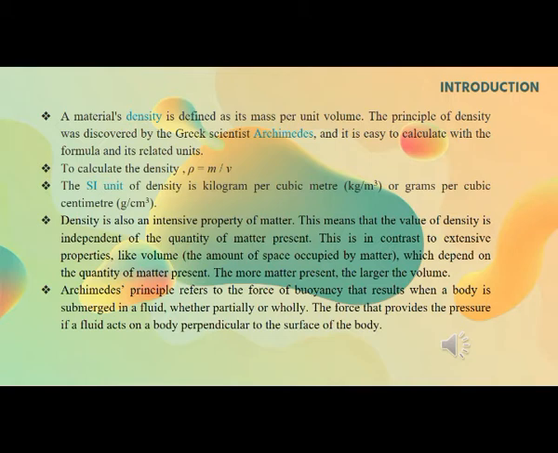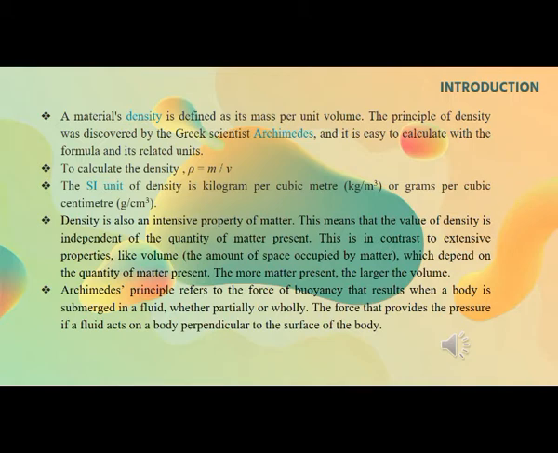A material's density is defined as its mass per unit volume. The principle of density was discovered by the Greek scientist Archimedes, and it is easy to calculate with the formula and its related units. To calculate the density, the formula is ρ equals mass per volume. The SI unit of density is kilogram per cubic meter or grams per cubic centimeter.